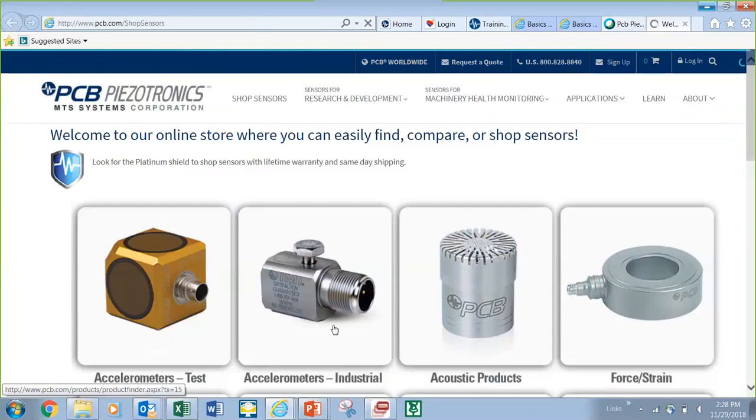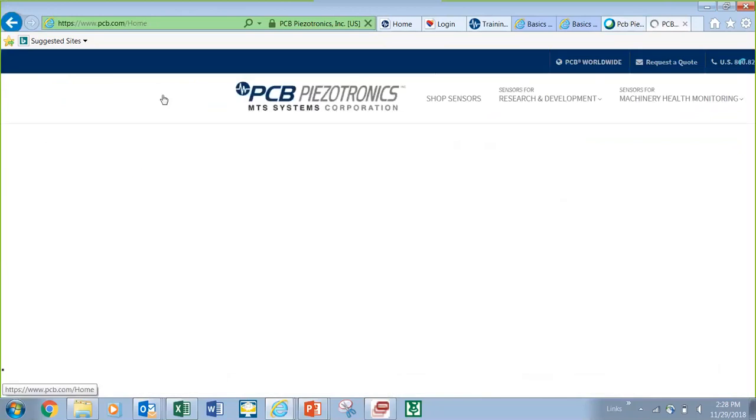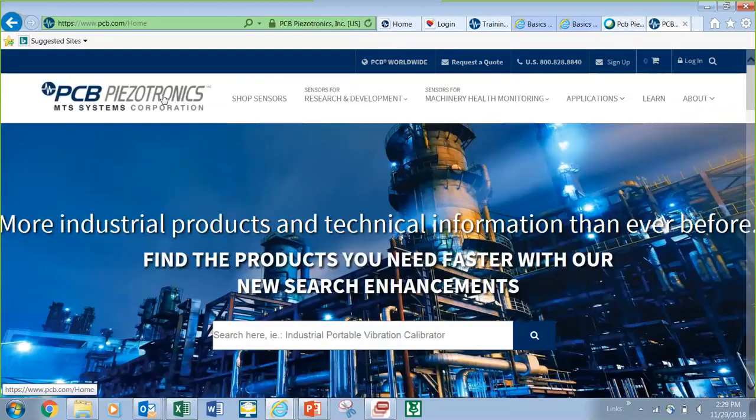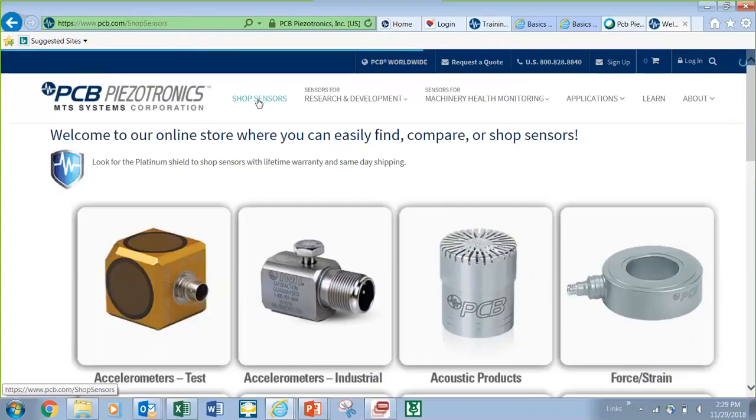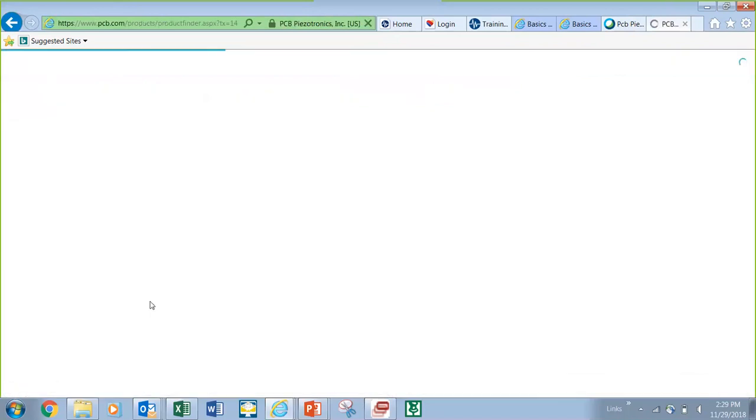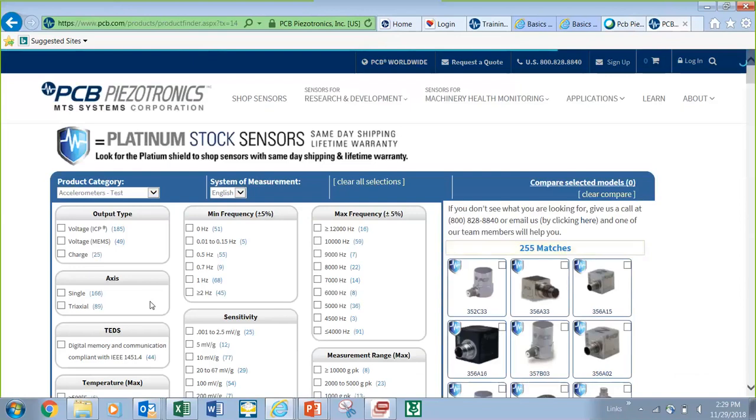Okay. Very good. So here is our main website. When you go to our main website, just select Shop Sensors, which is where that link took us. So here is basically an online store that allows you to find, compare, and shop for accelerometers. In this case, we're going to go ahead and look at accelerometers test as an example. So we've selected accelerometer test, and it brings up options for you to consider when selecting accelerometers.